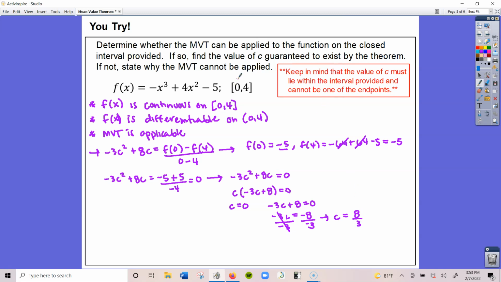Keep in mind, remember what we said earlier, that your value of c cannot be at the endpoints because the MVT only guarantees a value within the open interval, meaning the endpoints are not included. So this c equal to 0 is not my answer. C is equal to 8 over 3. 8 divided by 3 is 2 point something, which is within this interval. So this would be my final answer.